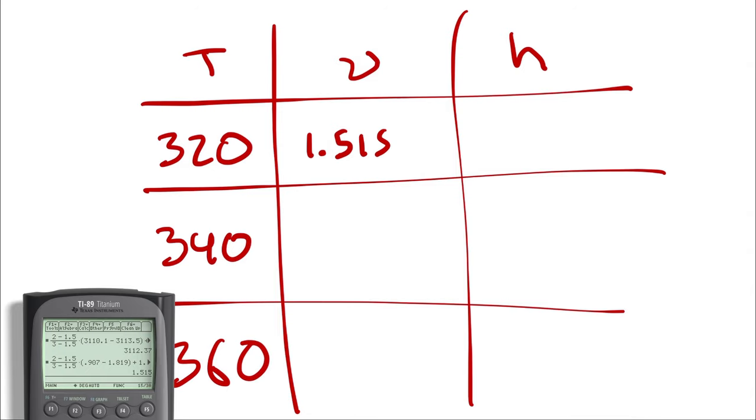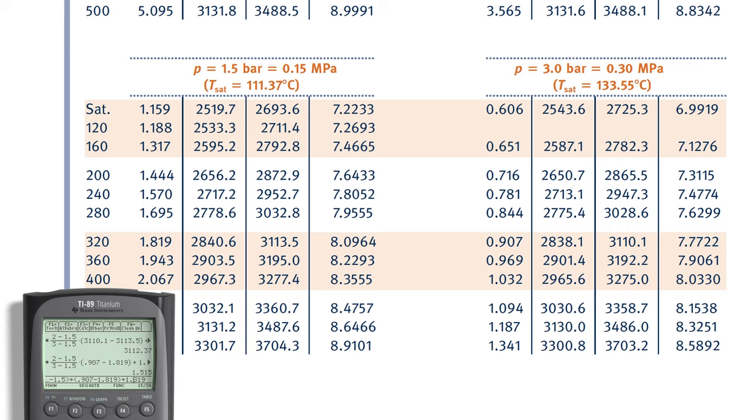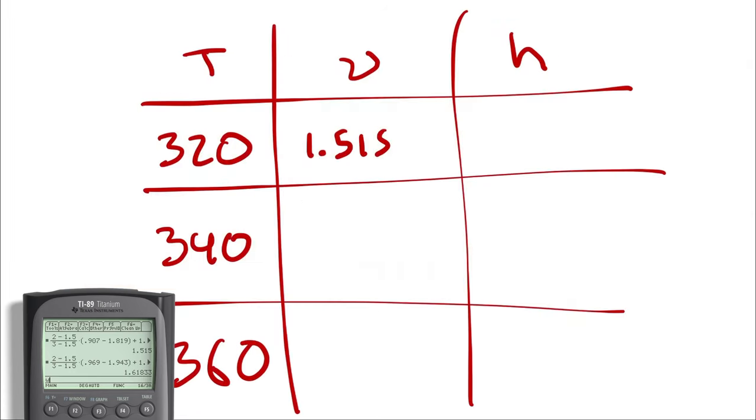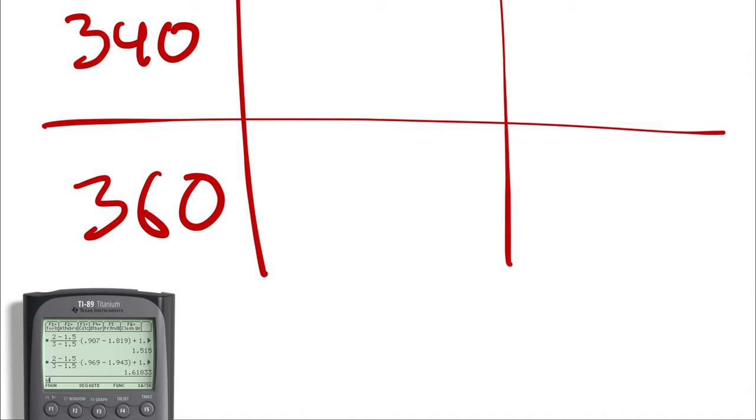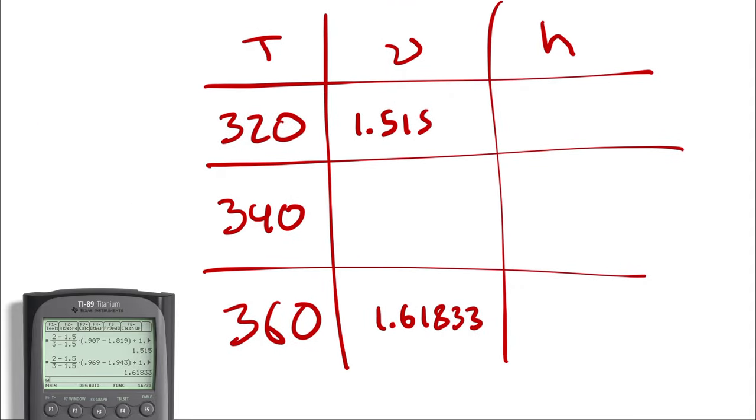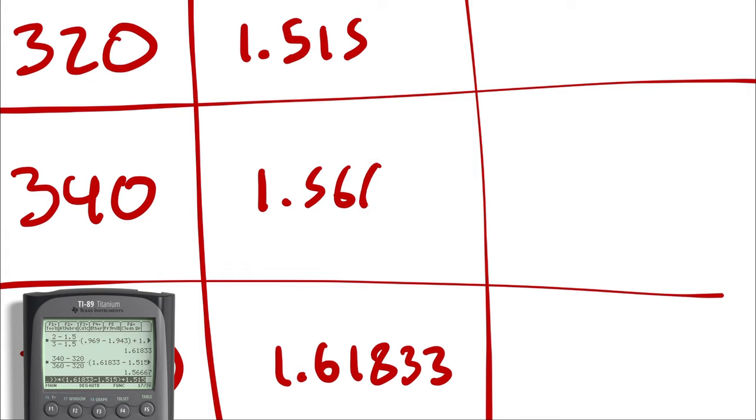I have to repeat this process for 360 degrees Celsius. So I'm going to take 0.969 minus 1.943, and add that to 1.943 to come up with our value at 360 and 2 bar, which is 1.61833. And now, on my little pressure subtable that I've created, I have enough to interpolate for a value at 340. So I can take 340 minus 320 divided by 360 minus 320, and multiply that by 1.61833 minus 1.515 and add that to 1.515. And I get 1.56667.